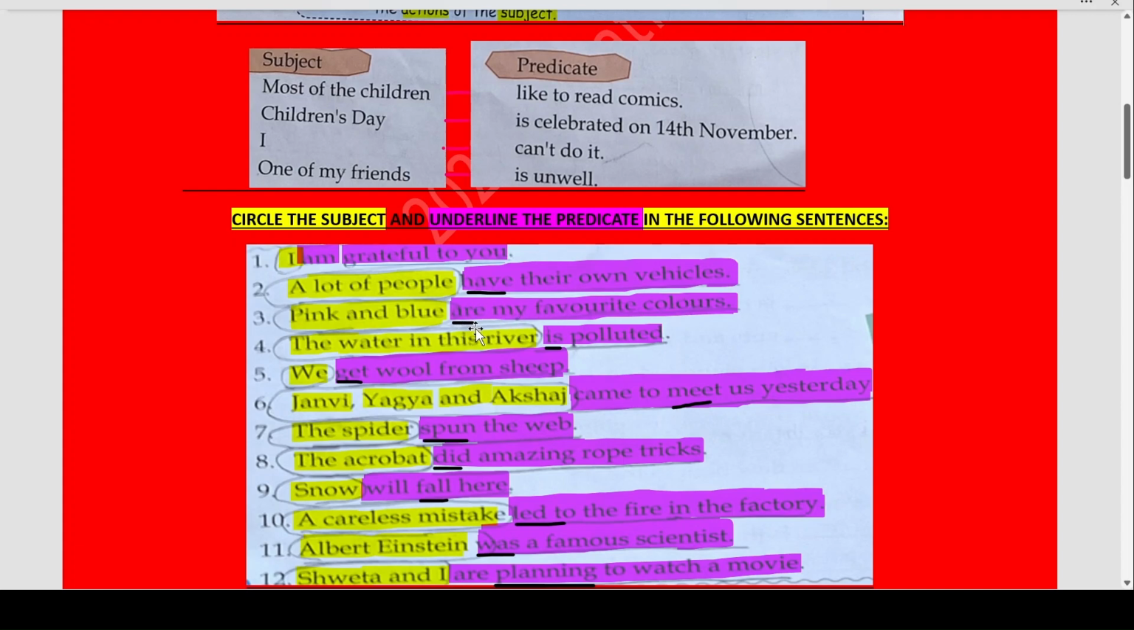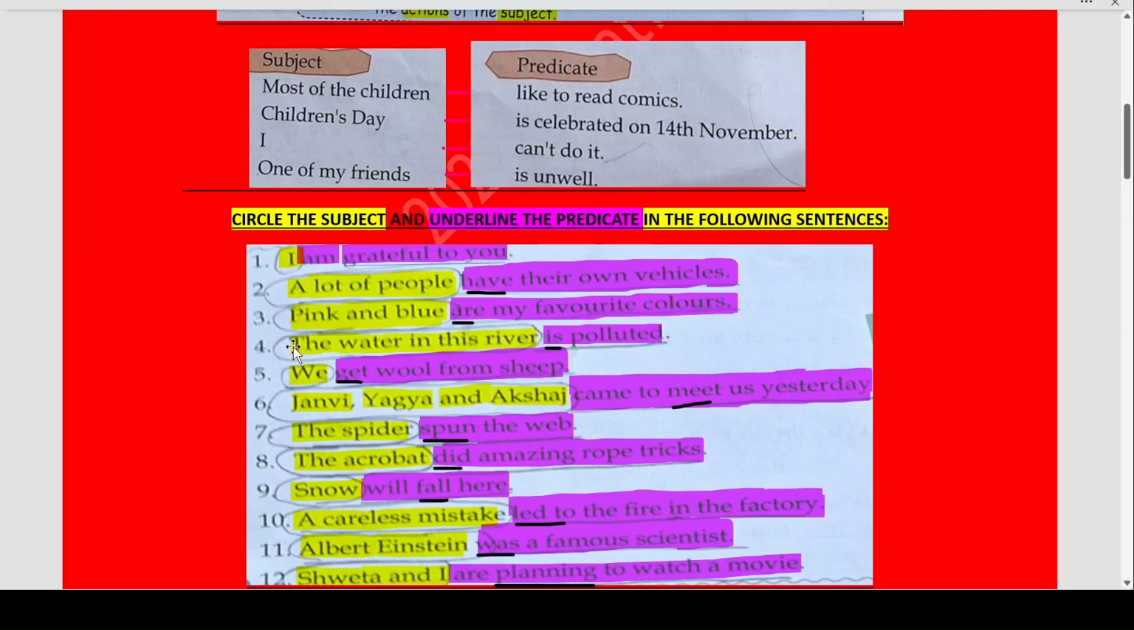Why are and why not is? Because pink and blue are two colors, more than one, plural. So are is a plural verb. Subject verb agreement says that plural subjects are followed by plural verbs. Therefore, pink and blue are my favorite colors, and pink and blue is the subject, and are my favorite colors is the predicate.